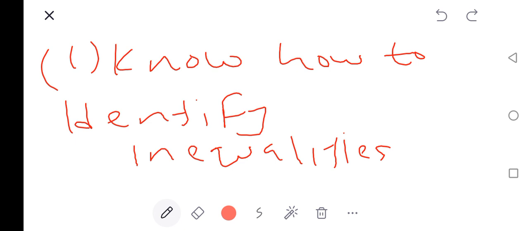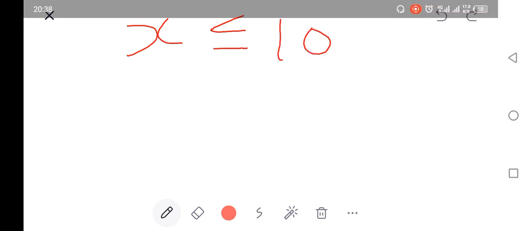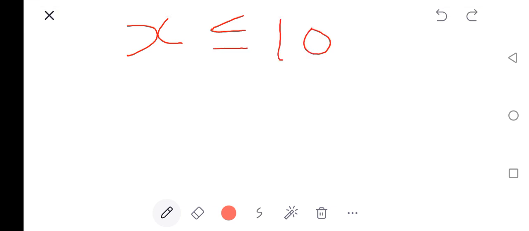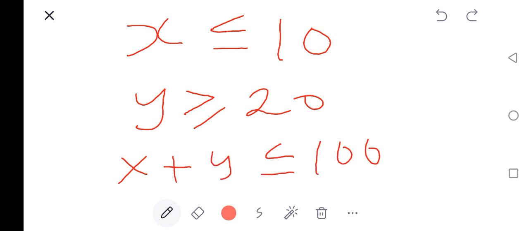Now, what are inequalities? Inequalities are just variable letters and numbers with a sign of greater than or equal to. Examples of inequalities are this. This is an example of an inequality. Maybe you may have something like this. That is an inequality. Or maybe you can have something like this. That is an inequality. So these are inequalities.